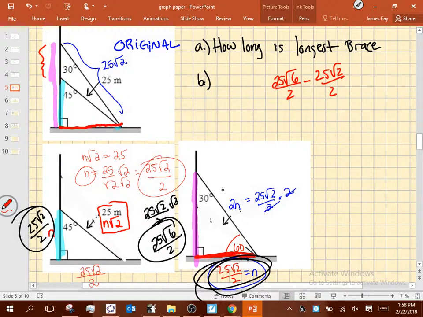Took 25 radical 2 over 2, got that, rounded it, then subtracted those rounded values. And that's the stupidest thing ever, okay? Because now you're just compounding rounding errors. Does that make sense?